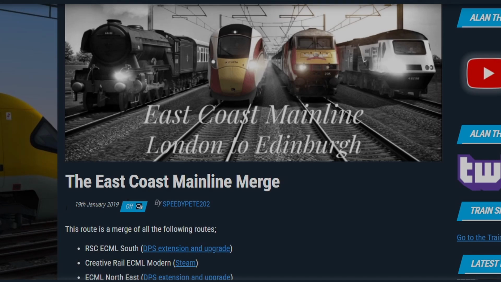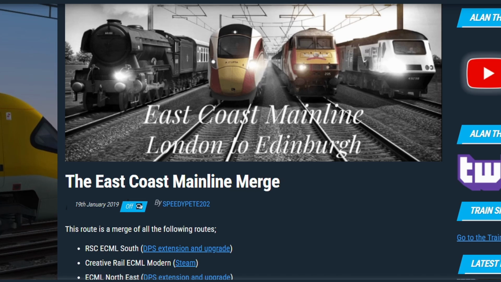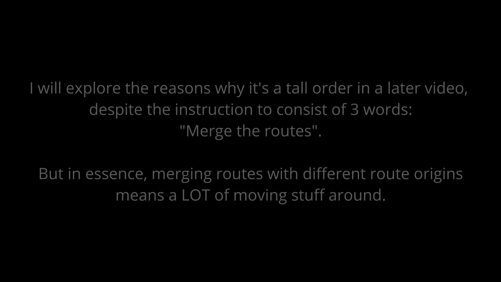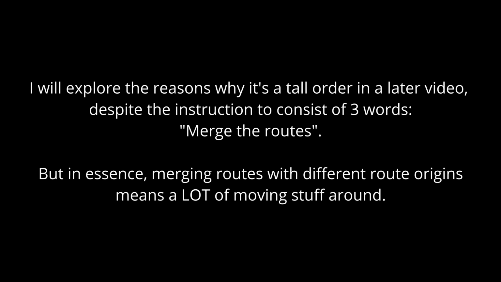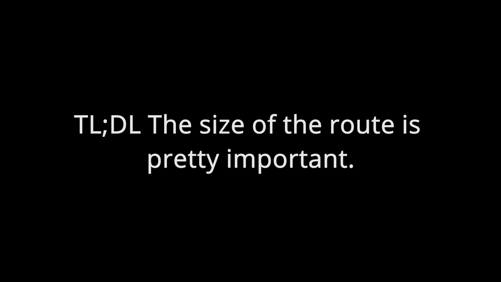On the ATS ECML merge, it can take roughly 3 hours to save a single change. Even if you had a really powerful computer, you still need to dedicate the time and effort into a route this size. So basically, the size of the route is pretty important.